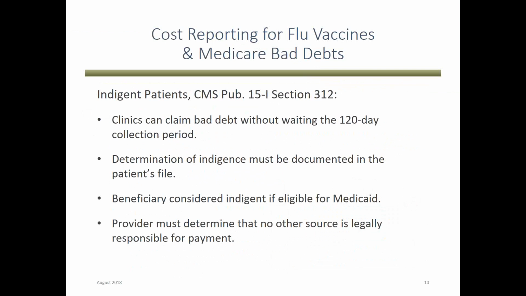Once again, it cannot include labs, radiology, or other non-RHC items. It is only for coinsurance and deductible. And you also have to determine that you have billed with proper insurance. Secondary is Medicaid. So once those are determined, you can write that off. These are the only instances that it's allowable to write off coinsurance and deductible before the 120-day collection period has ended.